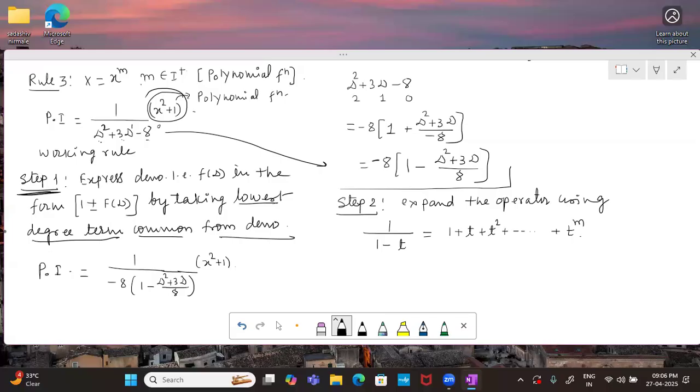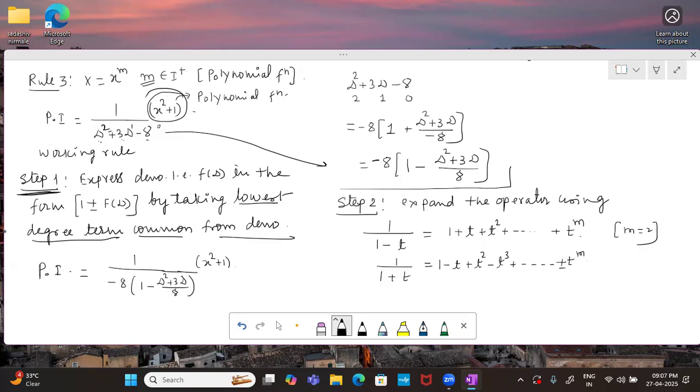Here m is, what is m? M is the power of x. Here power of x is 2. So here in our case m is 2. Or another formula to expand this by binomial theorem is like this: 1 upon 1 plus t. When it is 1 plus t, alternate terms will be negative, like this, up to t raised to m again, plus or minus. So this is the way to expand.